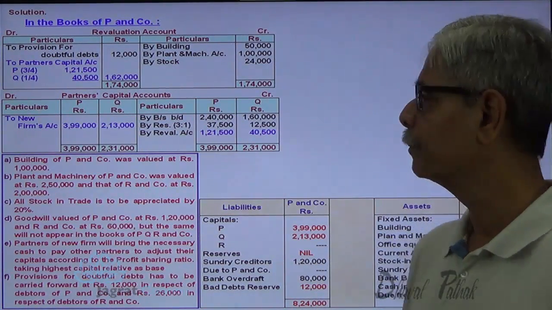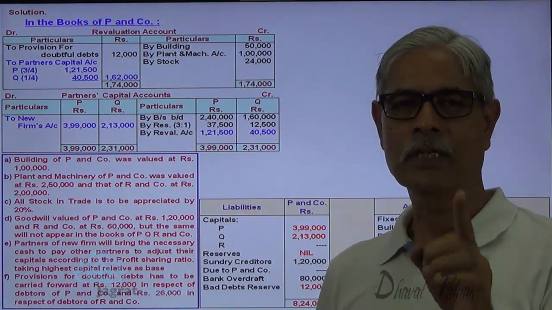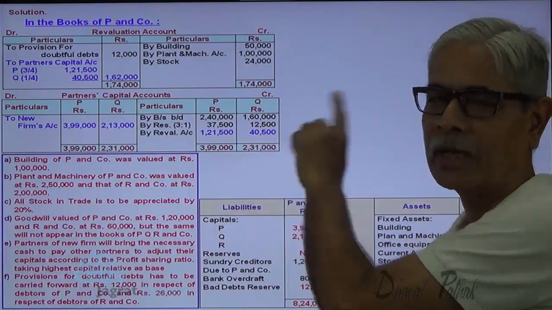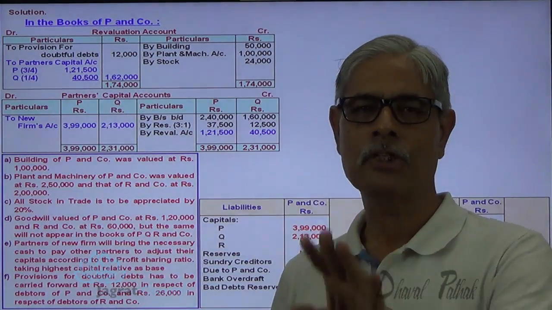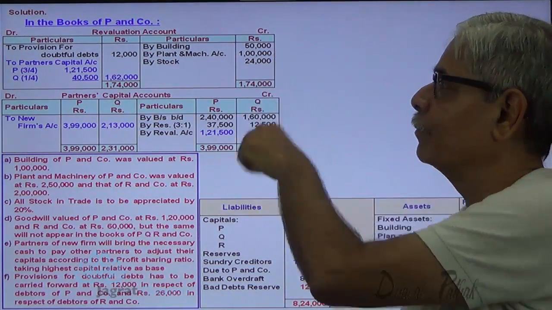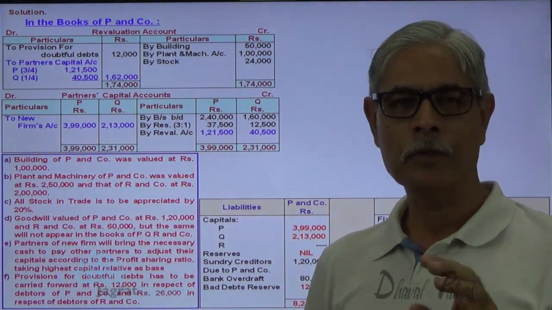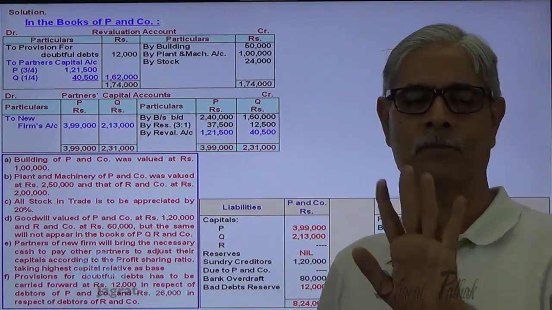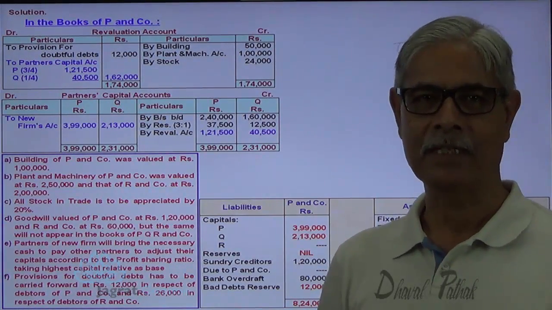Distribution of reserves, that is 37,500 and 12,500. So general reserve account debit to P's capital account credit 37,500 and to Q's capital account credit 12,500. Distribution of general reserve is the fourth entry. Remember, first entry this one, second entry 12,000, third entry distribution of revaluation profit, fourth entry transfer of reserves. Four entries are over. Now the fifth entry, the transfer entry.